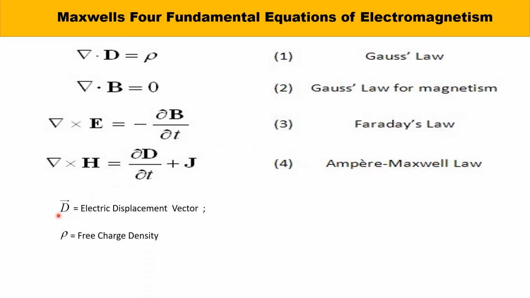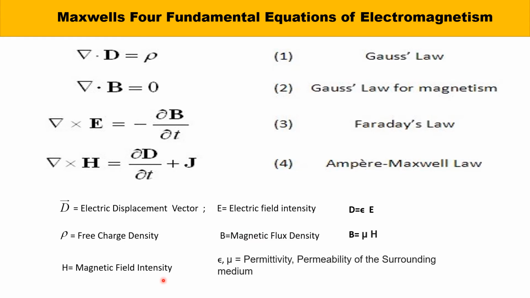Here D is our electric displacement vector. It is proportional to the electric field intensity. So if the electric field intensity is E, D can be related to E with a proportionality constant epsilon. Similarly, here H is the magnetic field intensity and is associated with the magnetic flux density with a proportionality constant. They are the permittivity and the permeability of the surrounding medium, and rho is the free charge density.